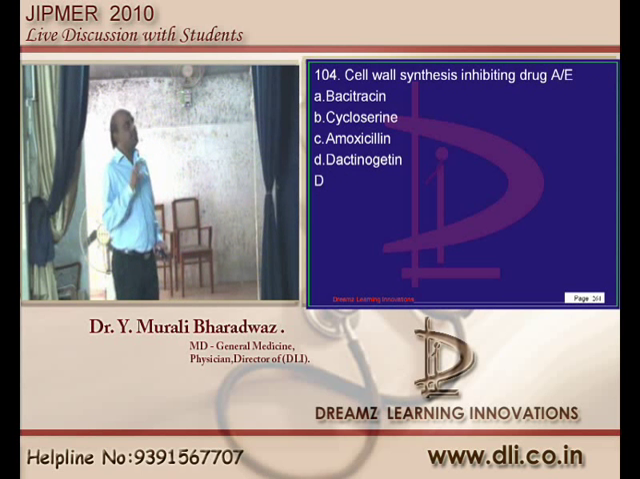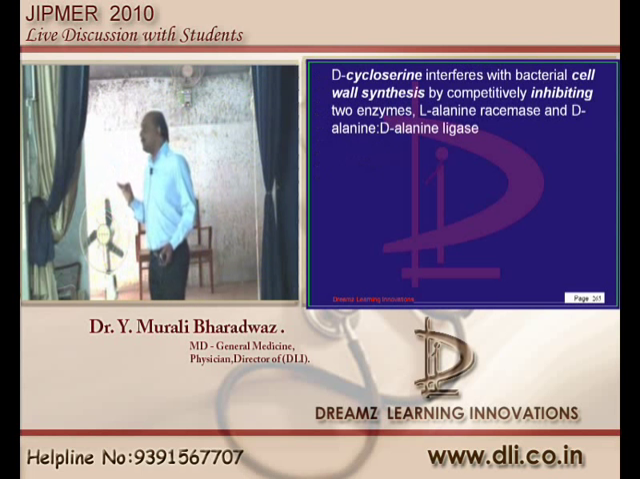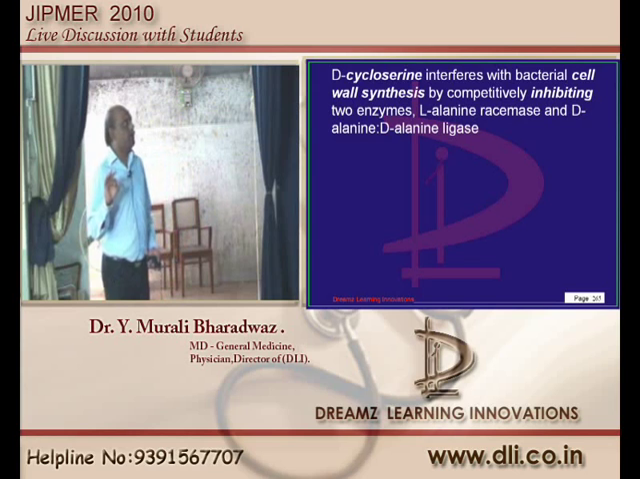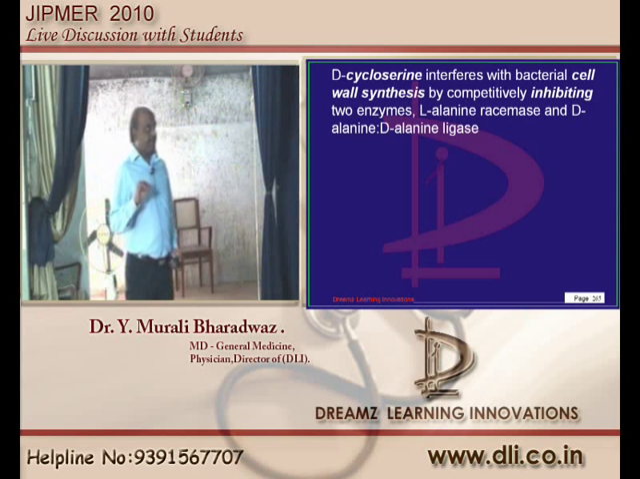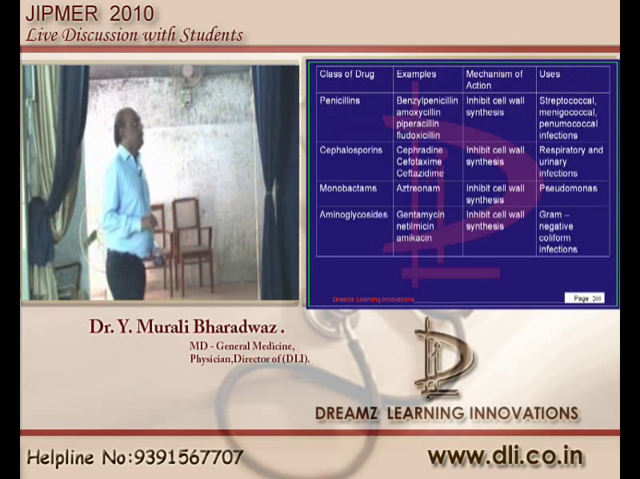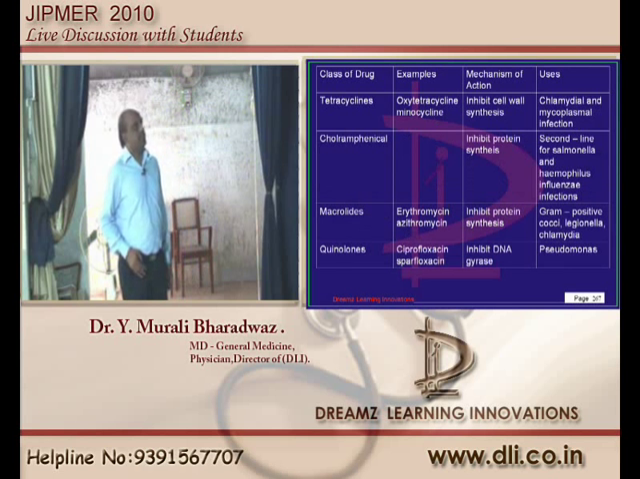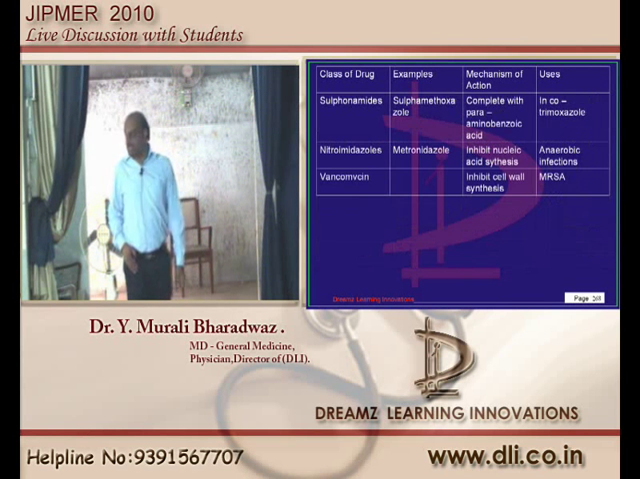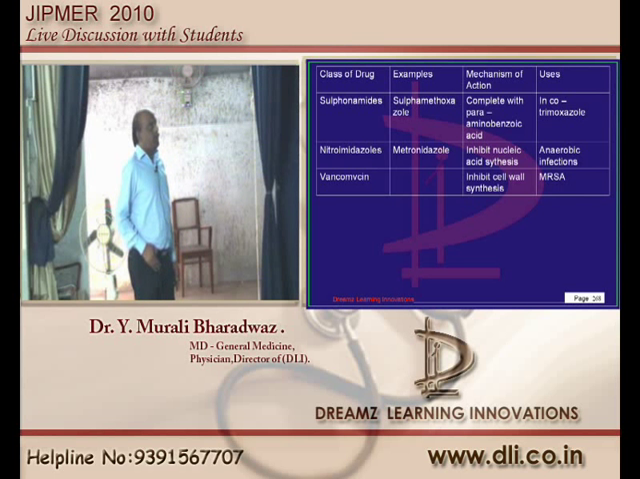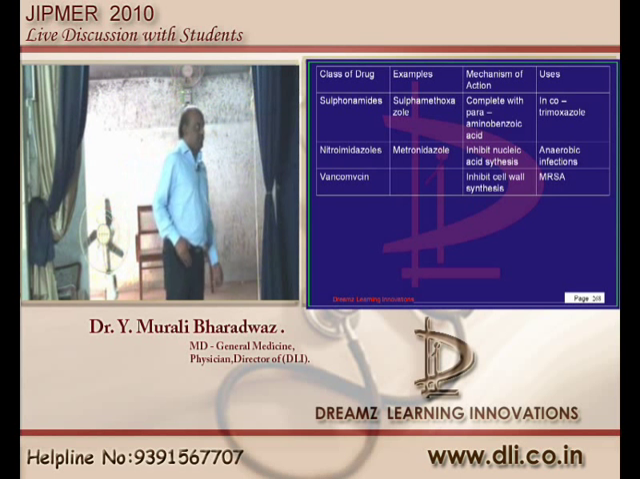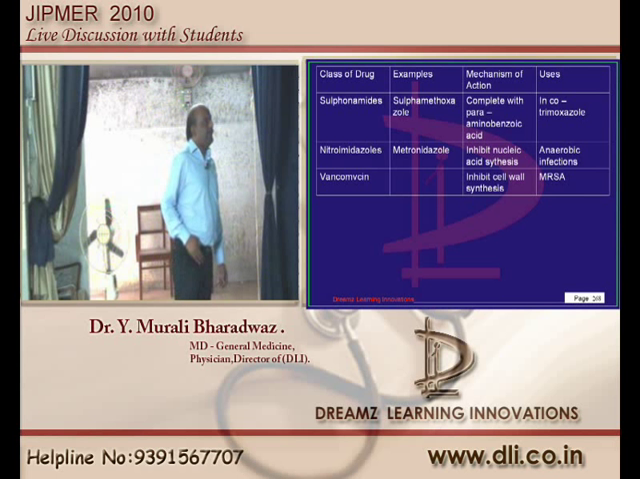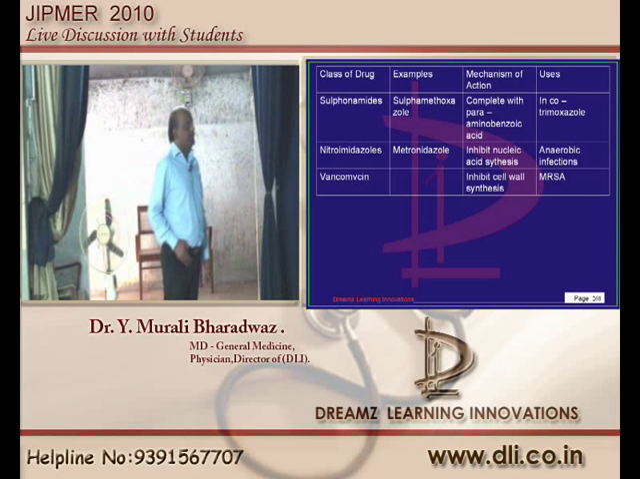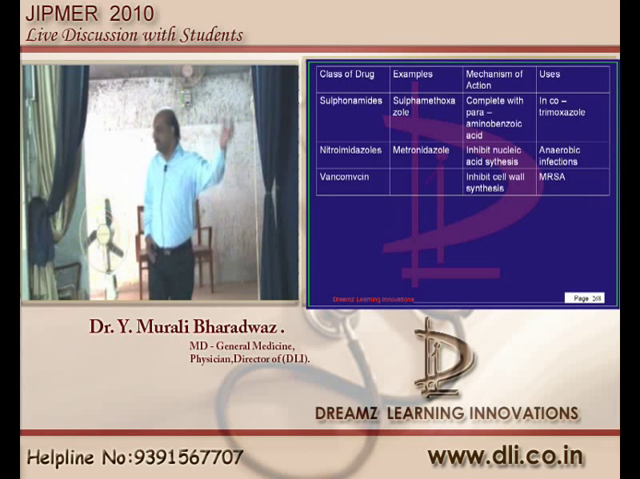Then cell wall synthesis inhibitors include bacitracin, cycloserine and amoxicillin, etc. What was the fourth option? Was it dactinomycin? Which is not so. So I leave to you the literature on the various mechanisms of action. Aminoglycosides, tetracyclines, chloramphenicol, macrolides are all inhibitors of protein synthesis. Whereas the penicillins, cephalosporins, monobactams are cell wall synthesis inhibitors, and quinolones are DNA gyrase inhibitors, etc. It's up to you to review this.